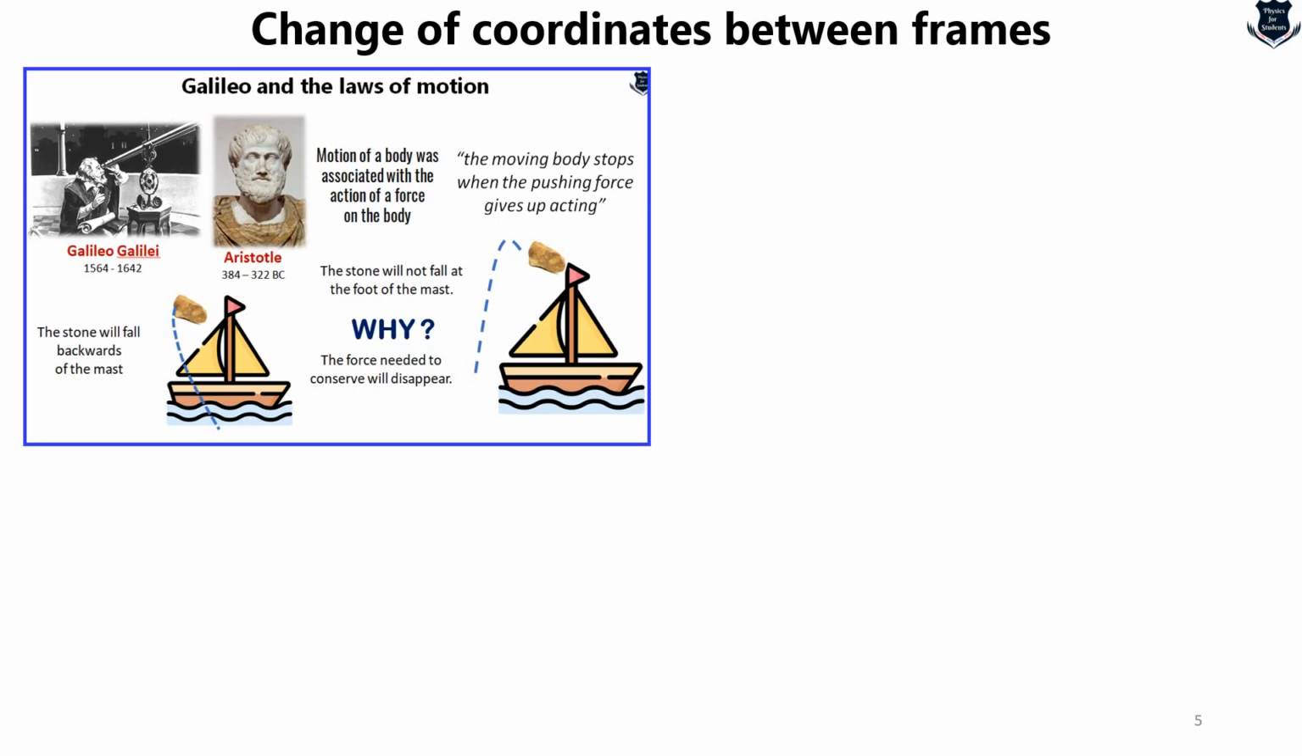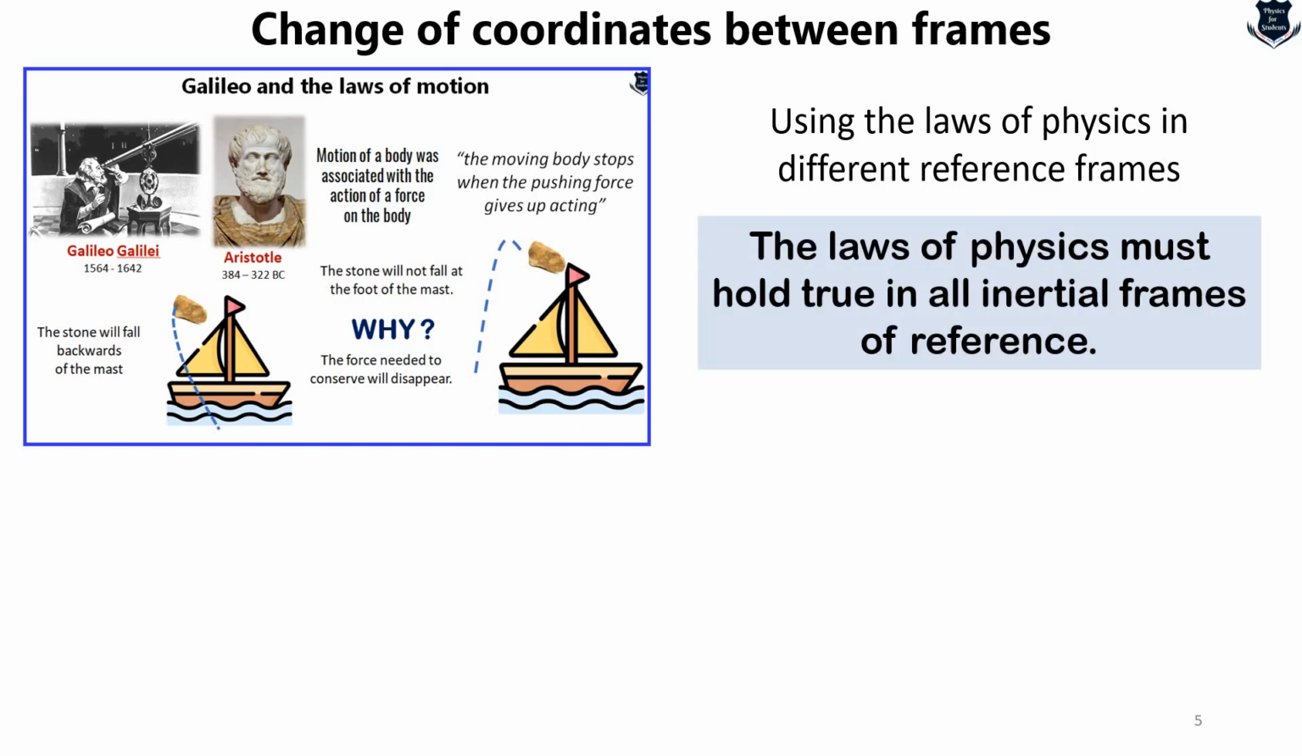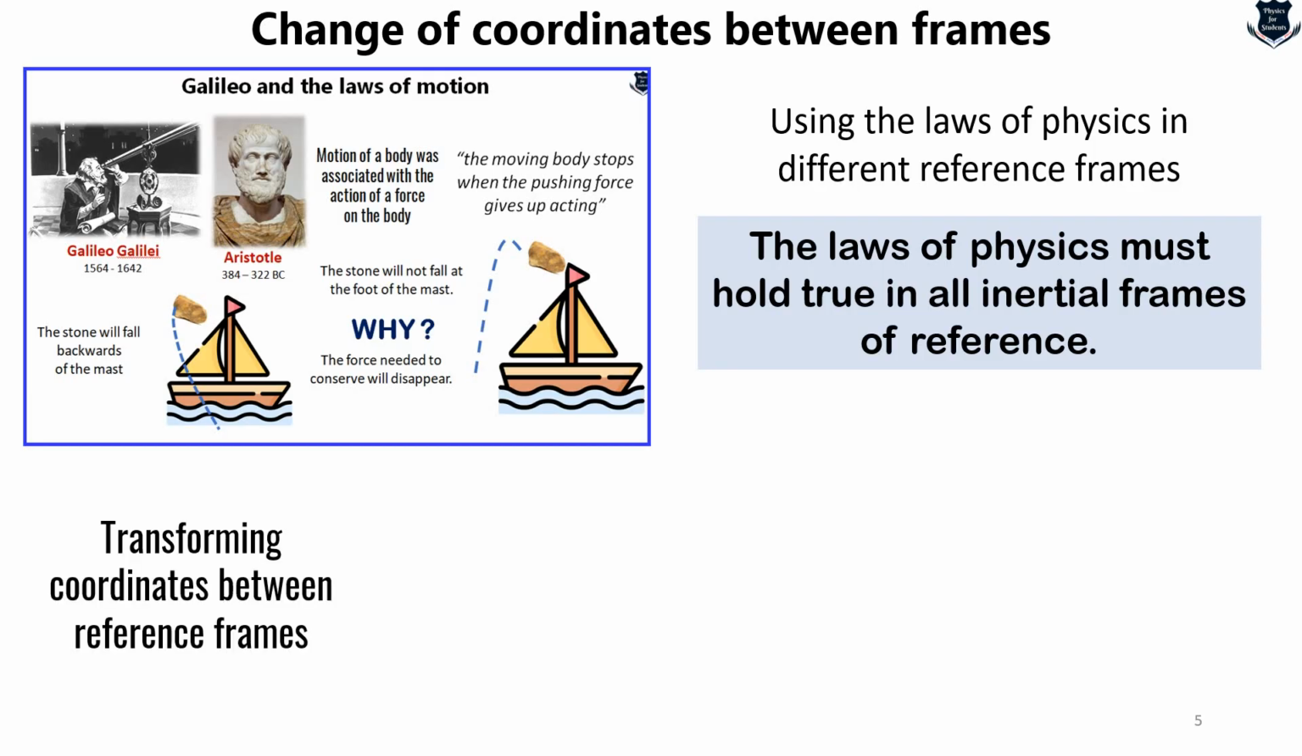So the possibility of using the laws of physics in different frames of reference arises from the fundamental principle that the laws of physics must hold true in all inertial frames of reference. This is a key idea in classical mechanics, particularly in the study of relative motion and transformation of coordinates between reference frames. Now, this transformation of coordinates between reference frames is crucial in classical mechanics for certain reasons, and these reasons are very pertinent to our understanding.